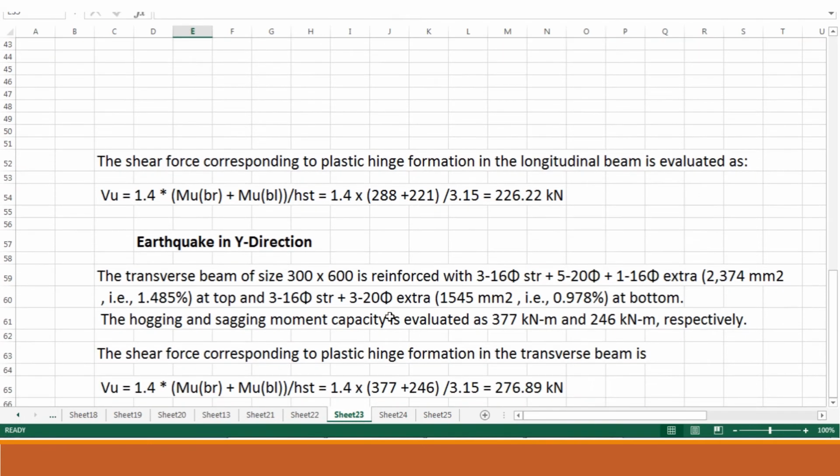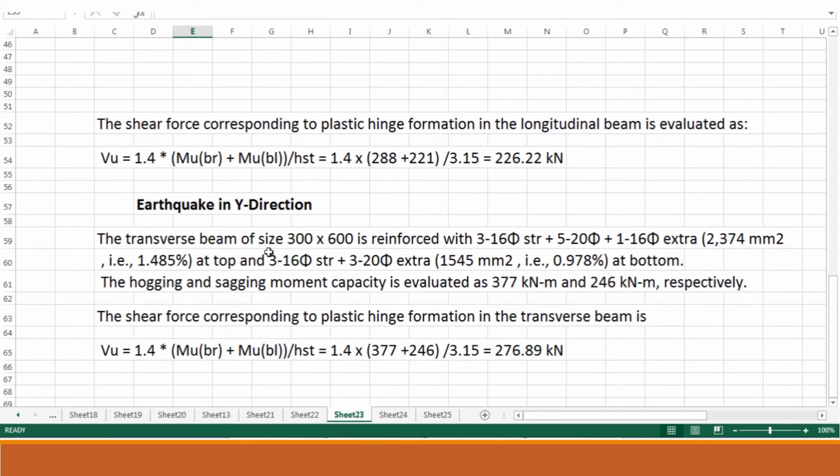Now earthquake acting in Y direction, the transverse beams would be acting. Now for example, if the beams that are acting here are 300 mm into 600 mm and are reinforced with 3 number 16 mm phi and 5 number 20 mm phi and 1 number 16 mm phi, the total reinforcement that's provided is 1.485% at the top of the beam and 0.978% at bottom. So thereby we obtained the hogging and the sagging moment capacities as we obtained in the last lecture, and they are evaluated as 377 kilonewton meter and 246 kilonewton meter respectively.